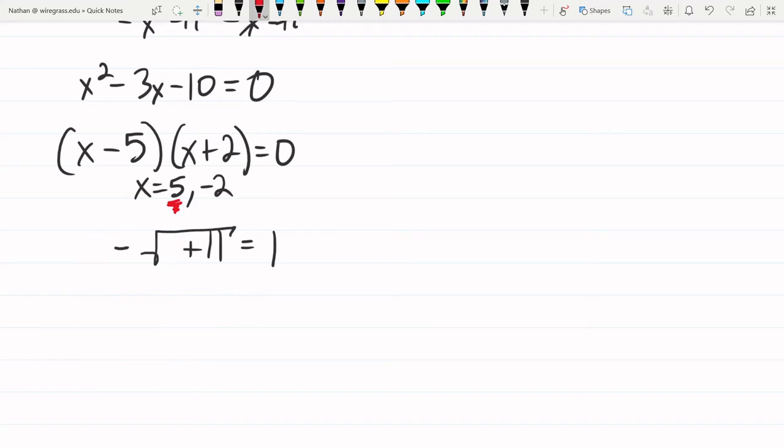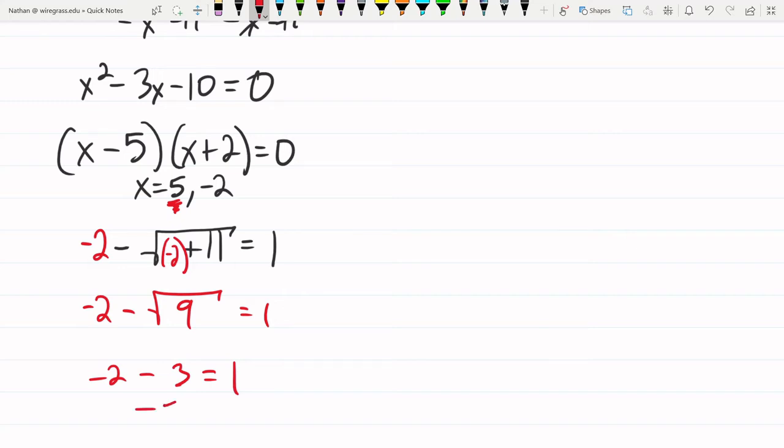Let's try negative 2. Plug negative 2 into the equation. We have negative 2 minus the square root of negative 2 plus 11, which is 9. And the square root of 9 is 3. Negative 2 minus 3 is negative 5, and negative 5 does not equal 1. So we must exclude the negative 2. The 5 is our only correct solution, so that's going to be our answer there.